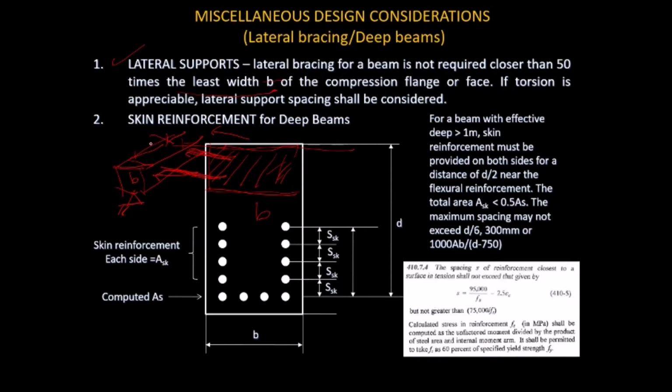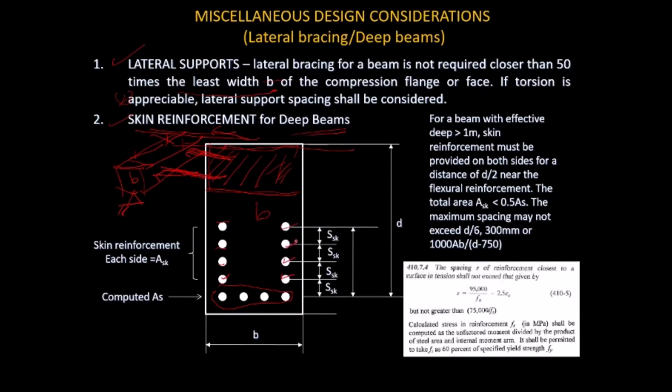If torsion is appreciable, lateral support spacing shall be considered. So talaga, especially kapag torsion. So when we take it, shear and torsion. Number 2, skin reinforcement. Ito, ano yung tinatawag na skin reinforcement for deep beams. Ito yan. Halimbawa, ito yung reinforcement natin. Ito yung reinforcement natin. Meron pa tayong dinadagdag dito. Ito yung mga skin reinforcement. Ang purpose niya kasi para hindi mag-crack.